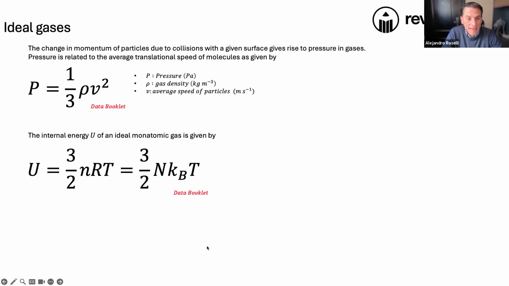Now, there's an alternative expression that can be obtained by just realizing that nRT or NkBT can be substituted using the ideal gas law with just PV. It's the same expression for the internal energy of an ideal gas, just written in terms of the pressure and volume. This one's not part of your formula booklet. It's just a combination of two equations that we described previously.